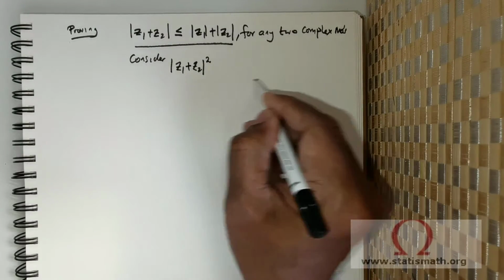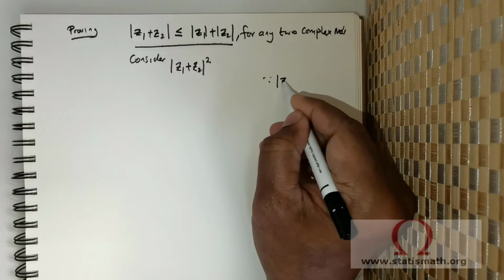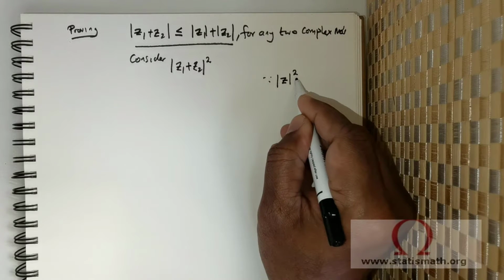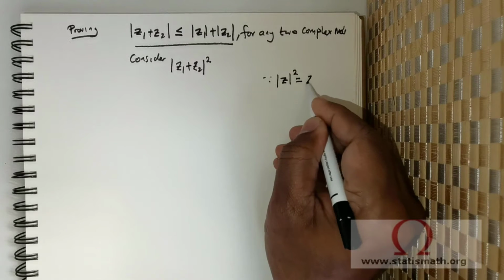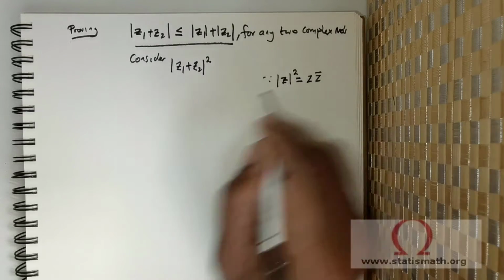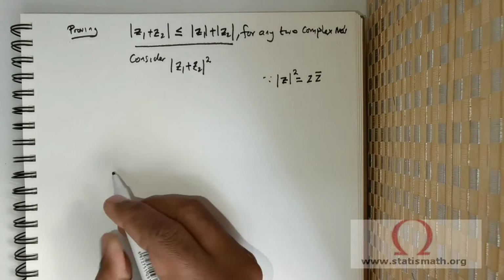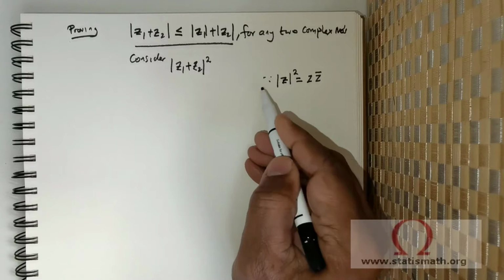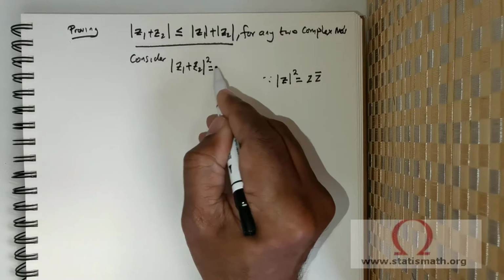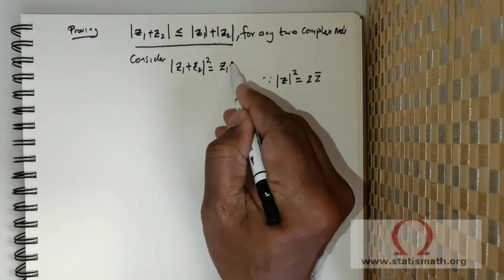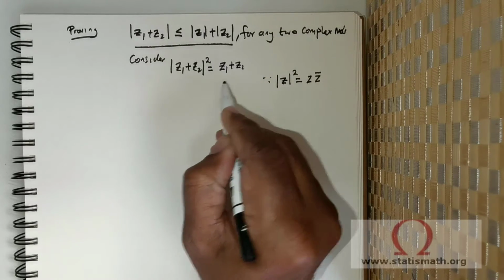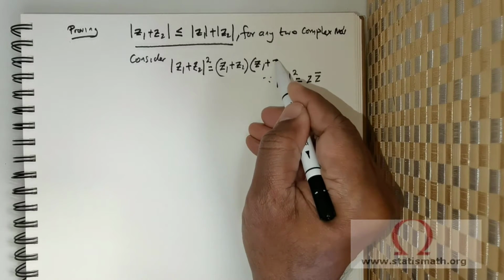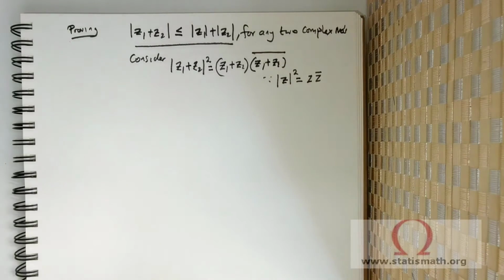Now, you got to know that there is a property: the square of the modulus of a complex number is equal to the complex number multiplied by its conjugate. This can be easily proved. Since we know this property, I can rewrite this as the complex number present inside the modulus, z1 plus z2, multiplied with its conjugate.